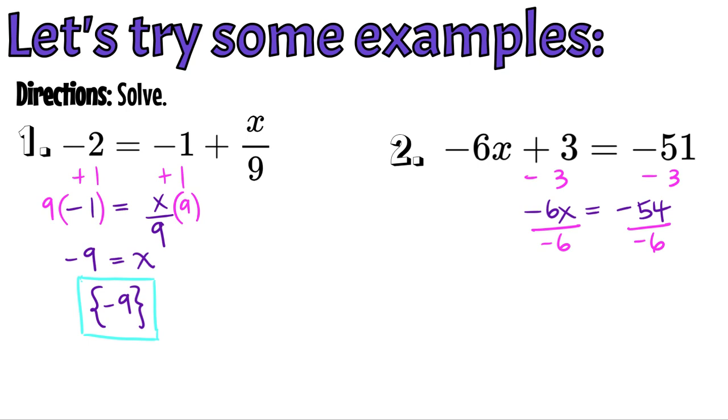On the left, we get -6x divided by -6, right? Those two things undo each other, so they divide to be 1. So we're left with 1x, but we don't write 1x, we just write x. And then -54 divided by -6 is going to give us a +9. So we have solved x equals +9, and I always like to box our final answer after we write it in set notation.